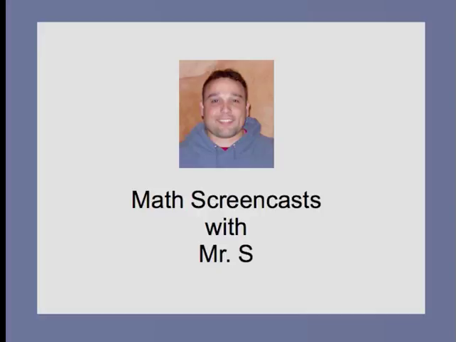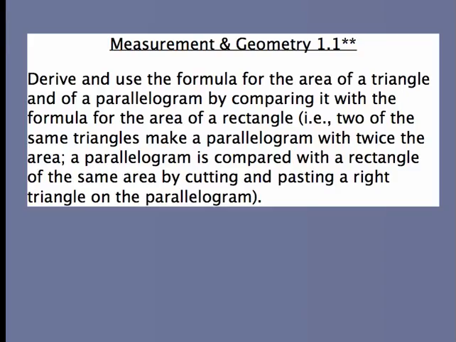Today we're going to be using what we learned about the area of a triangle and the area of a parallelogram to figure out the areas of rectangles. The standard is Measurement in Geometry 1.1 and has a double star, which means it is a key important standard. We're going to derive and use the formula for the area of a triangle, which we've already learned, and the area of a parallelogram, which we've already learned, by comparing it with the formula for the area of a rectangle. So we're going to use these two things, the triangles and parallelograms, to figure out the area of rectangles.